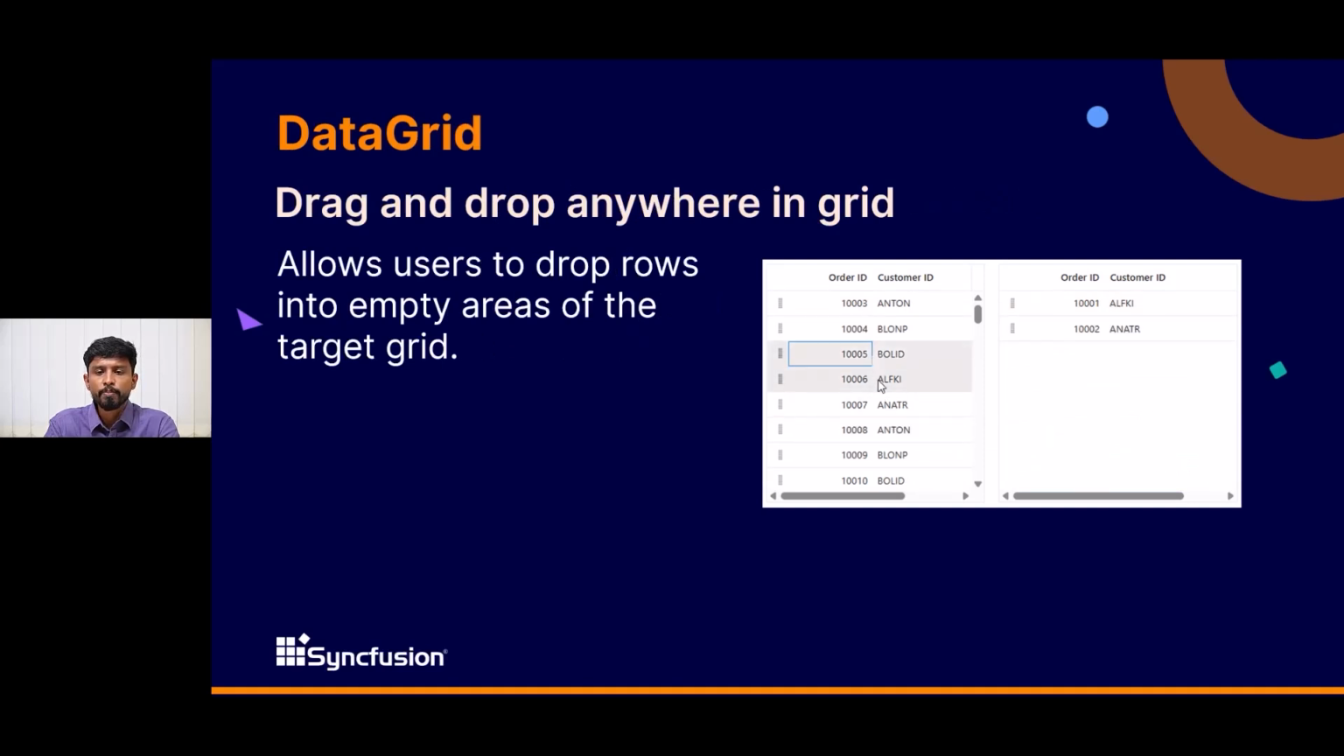So we can drag and drop anywhere in a grid, as you can see in the image. The data grid now allows users to drop rows into empty areas of the target grid, making row reordering and moving rows between grids more flexible and user-friendly.